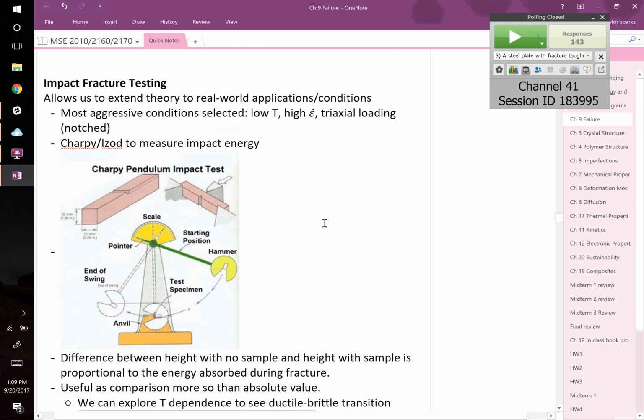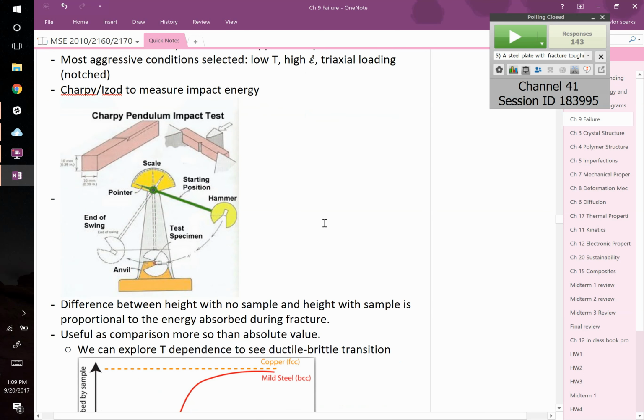All right, how do you test fracture toughness, right? Fracture toughness is, again, this quantitative material property that tells you how resistant to fracture something is. So how do you test that? We'll talk about fracture toughness in terms of energy in a few chapters. But one thing you can do is you can look at how much energy gets absorbed before versus after, right?